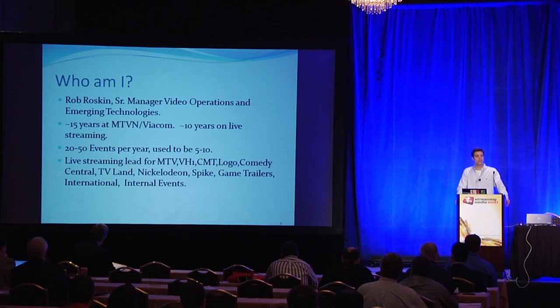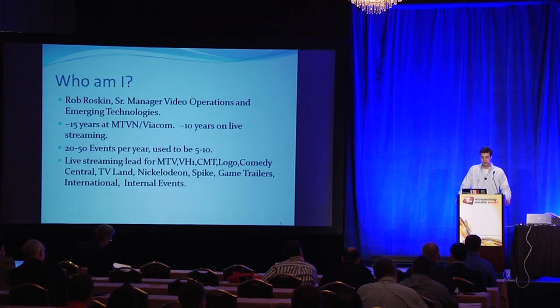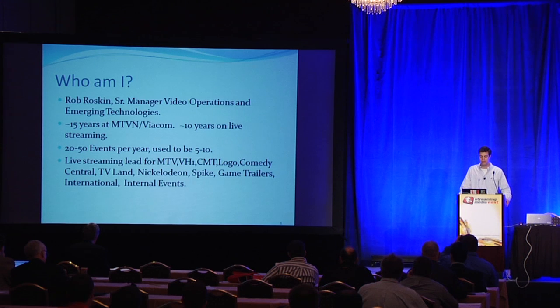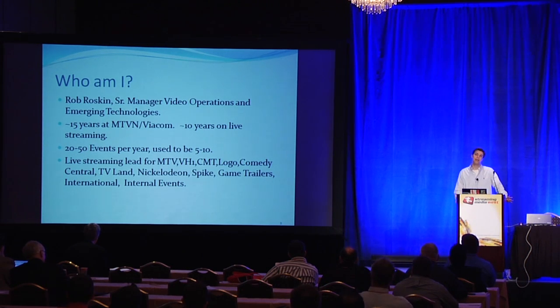Obviously, a lot has changed since about 2003, when things really started to pick up. We're doing 20 to 50 events per year. I expect that to double. Other people expect that to triple or quadruple. And just for the last slide, MTV Networks includes MTV, VH1, CMT, which make up our music group, Comedy Central, Spike and Game Trailers, our entertainment group, and Nickelodeon, Nick Jr., etc., our kids and family group. On top of that, we have Paramount, BET, and all of our internal events. So it's a lot of stuff from a lot of different places coming at us.